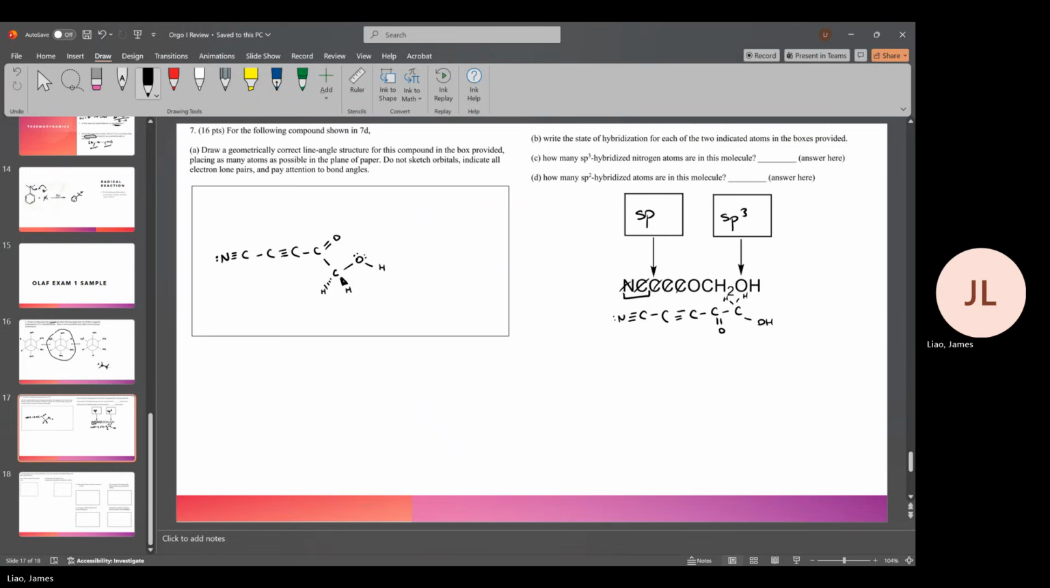Now we need to know how many sp3 hybridized nitrogen atoms are in this molecule. Well, this is our nitrogen right here. It's linear, so it's sp. That means there are actually 0 right here. And then how many sp2 hybridized atoms are in this molecule? Well, we have only one of them, which is that C double bond O. So there's only one of them.